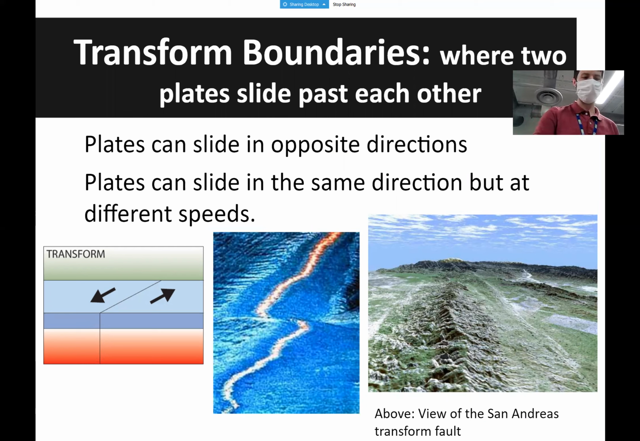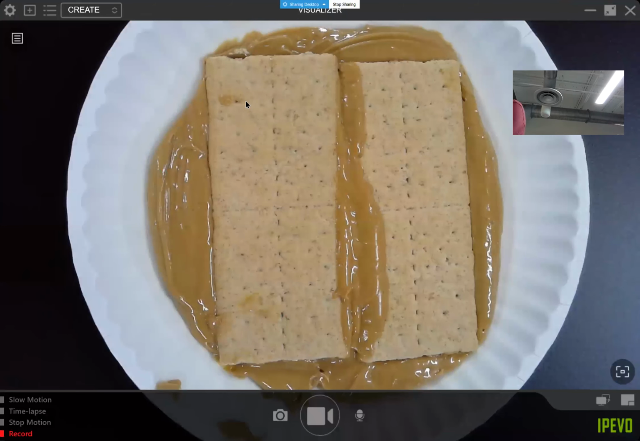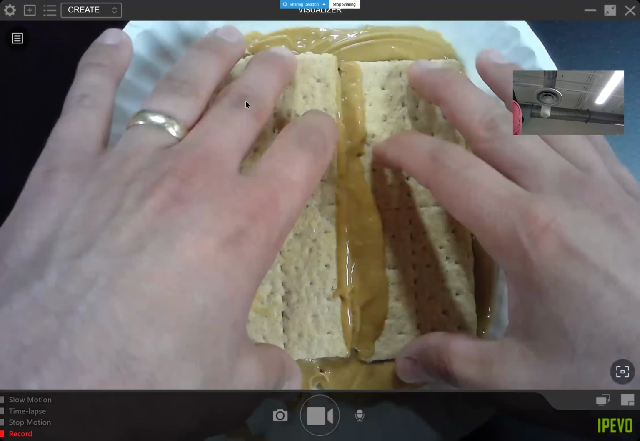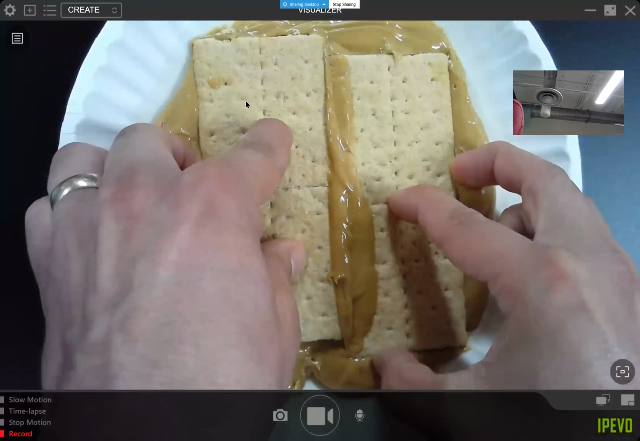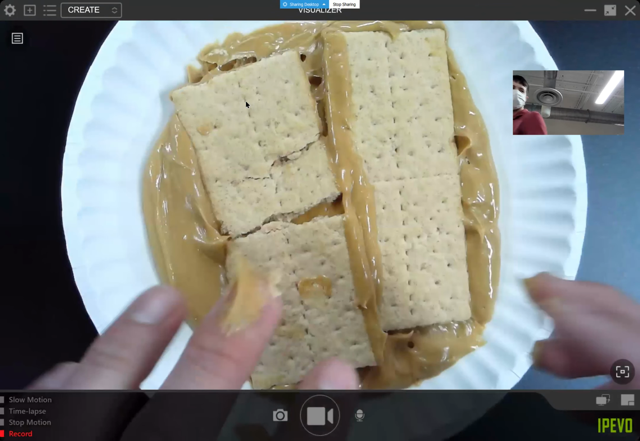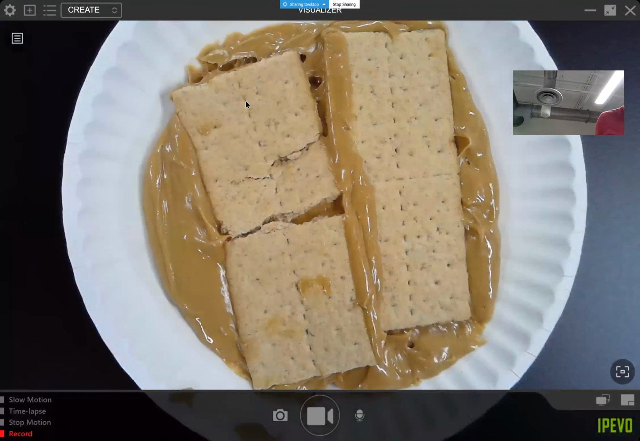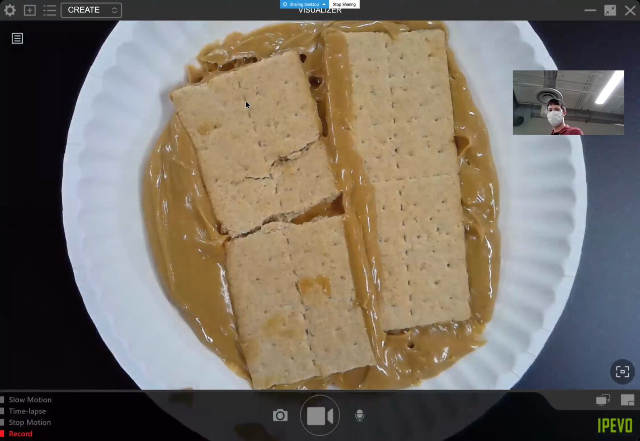So a transform boundary is when plates aren't moving toward each other, they're not moving away from each other, instead they kind of just rub up against each other. And what happens is that if they rub up against each other, that's kind of a little dramatic. They don't actually break that fast. But transform boundaries are known for their very strong earthquakes.